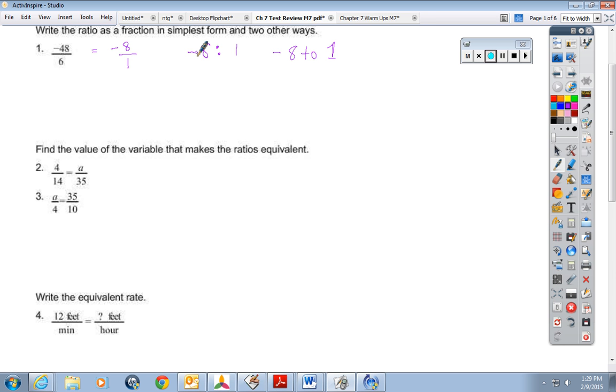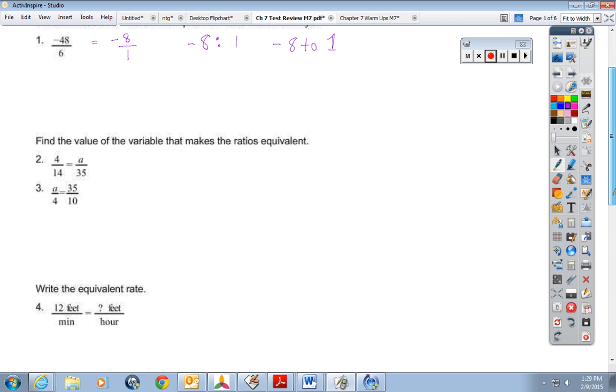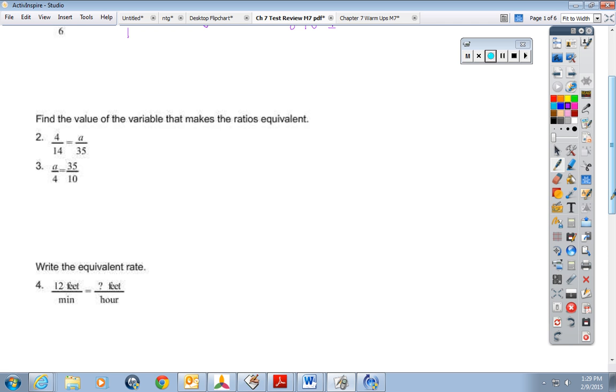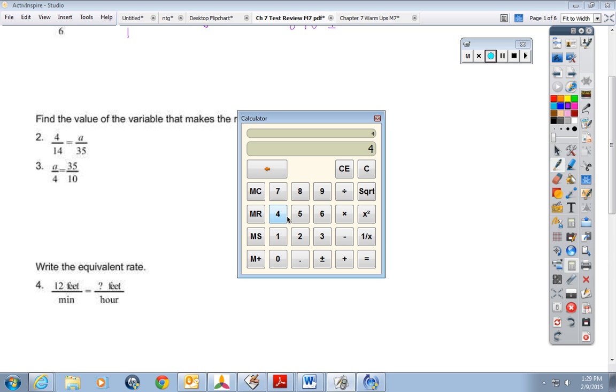Okay, find the value of the variable that makes the ratios equivalent. Easiest way to do this is cross multiply and divide. So take 4 times 35 and then divide by 14 and we get 10. You didn't have to write 8 equals 10. You could have just circled the box 10. Same thing with number 3, cross multiply. 35 times 4 and then divide by 10 and we get A equals 14. Or you could have just put 14.